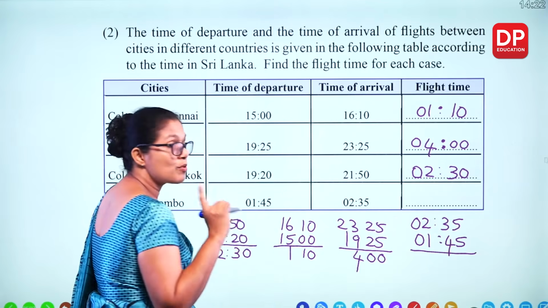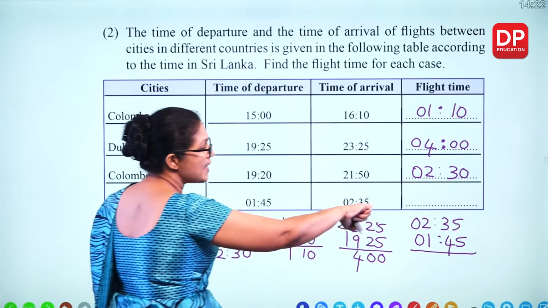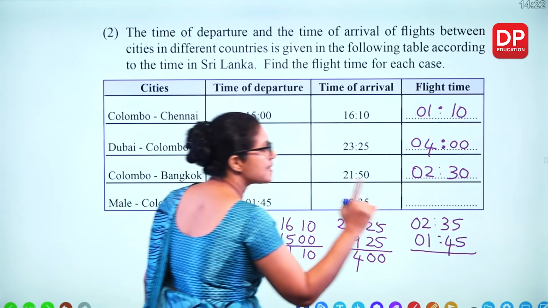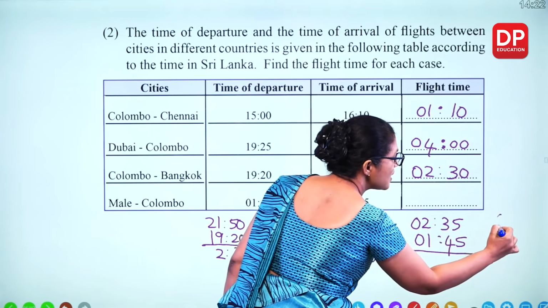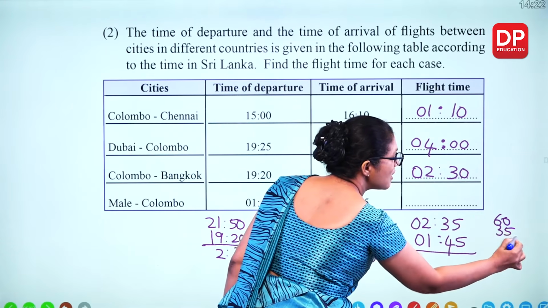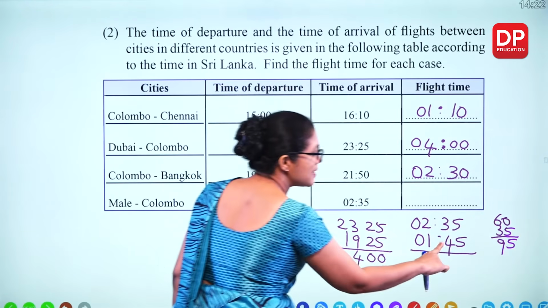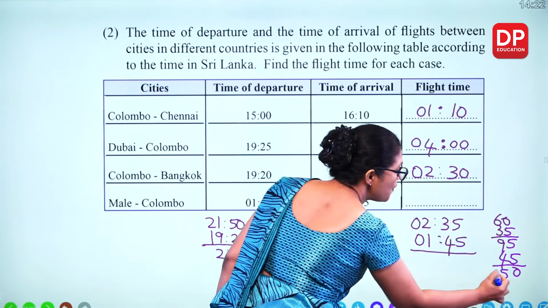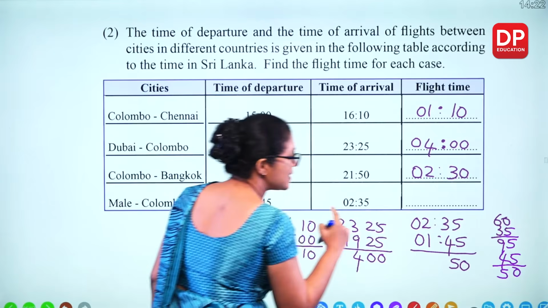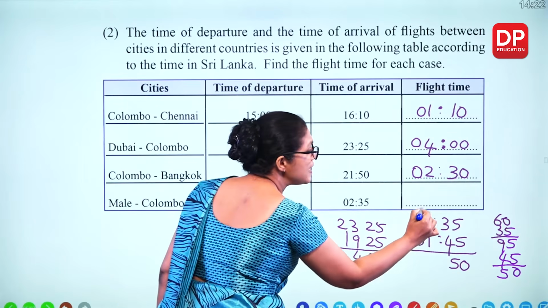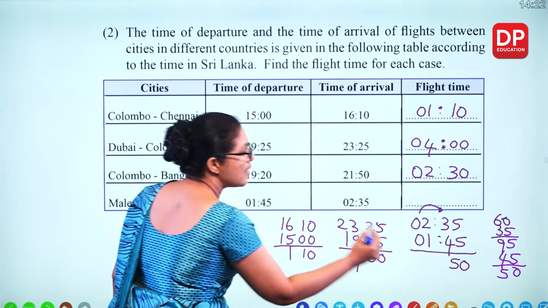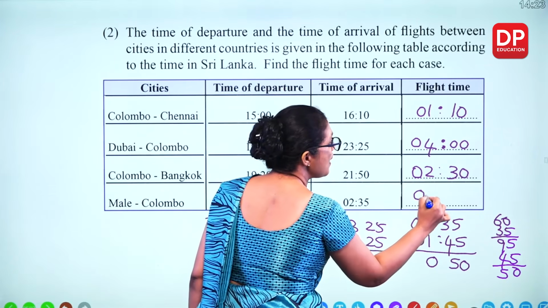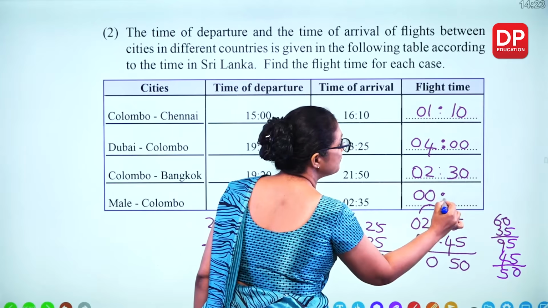Can we do that? You can't subtract. So you can take 60 from there. 60 plus 35, you get 95. Then subtract 45 from that, you get 50. So 50 minutes. And we have already taken 1 from there, so this is 0. So 50 minutes only.